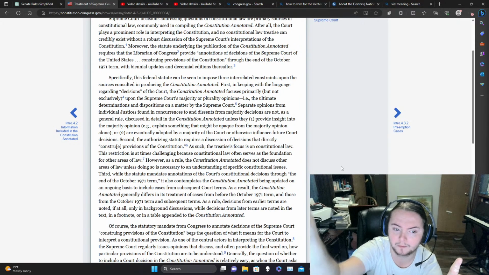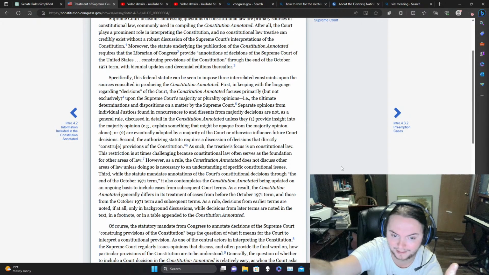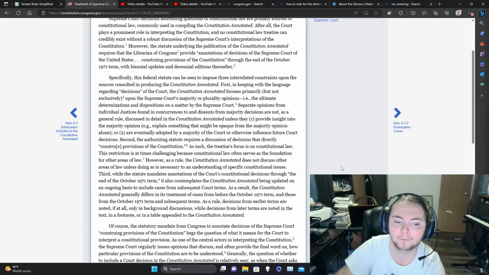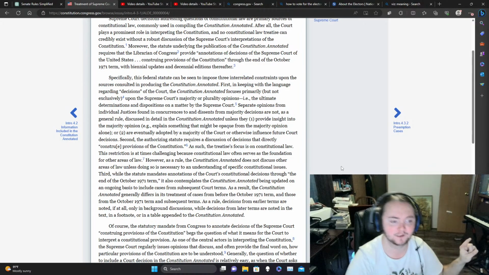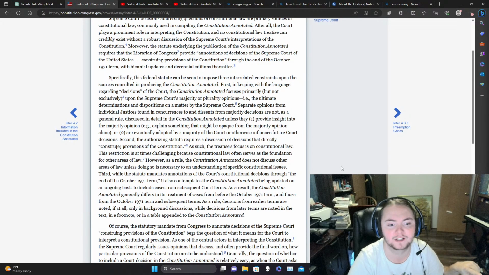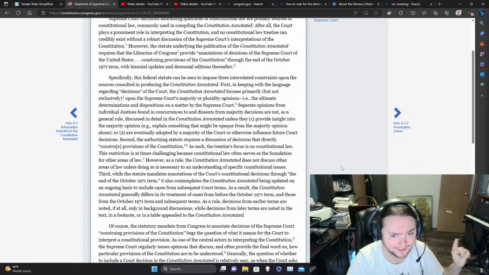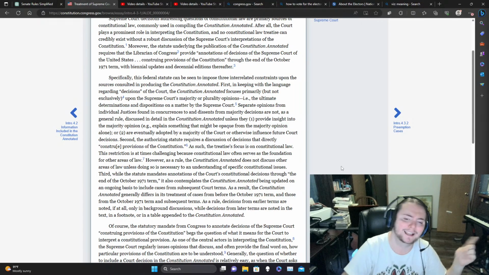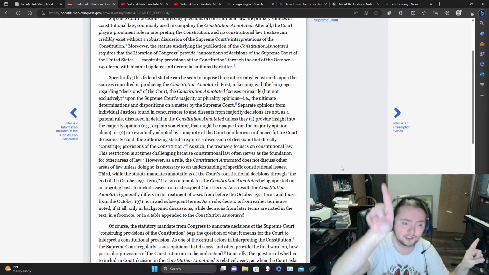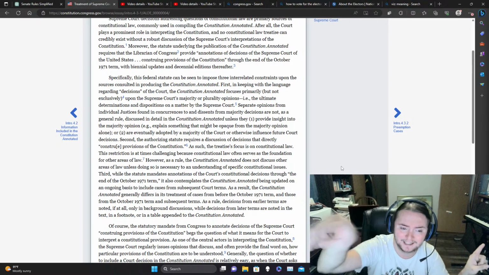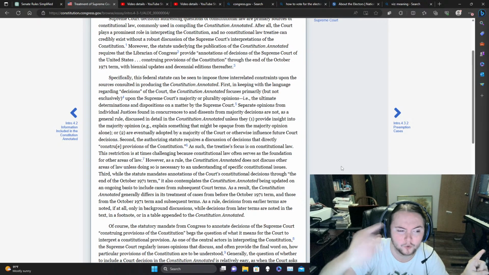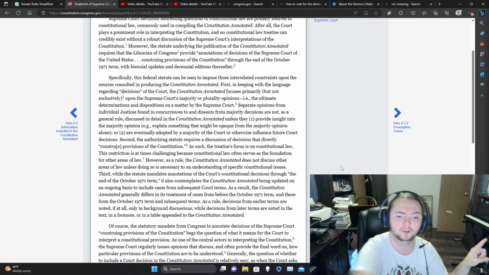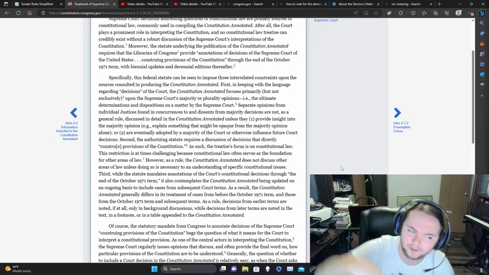First, in keeping with the language regarding decisions of the court, the Constitution Annotated focuses primarily, but not exclusively, upon the Supreme Court's majority or plurality opinions, i.e., the ultimate determinations and dispositions on a matter by the Supreme Court. Separate opinions from the individual justices found in concurrences to and dissents from majority decisions are not, as a general rule, discussed in detail in the Constitution Annotated unless they 1. Provide insight into the majority opinions, for example, explain something that might be opaque from the majority opinion alone, or 2. Are eventually adopted by a majority of the court or otherwise influence future court decisions.